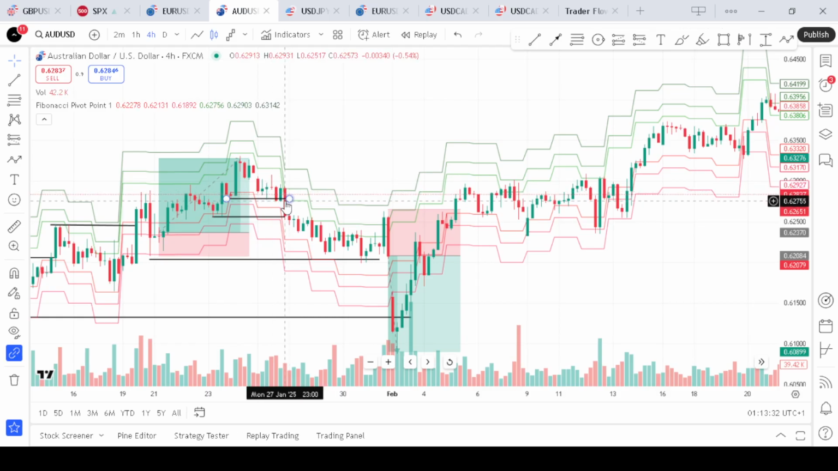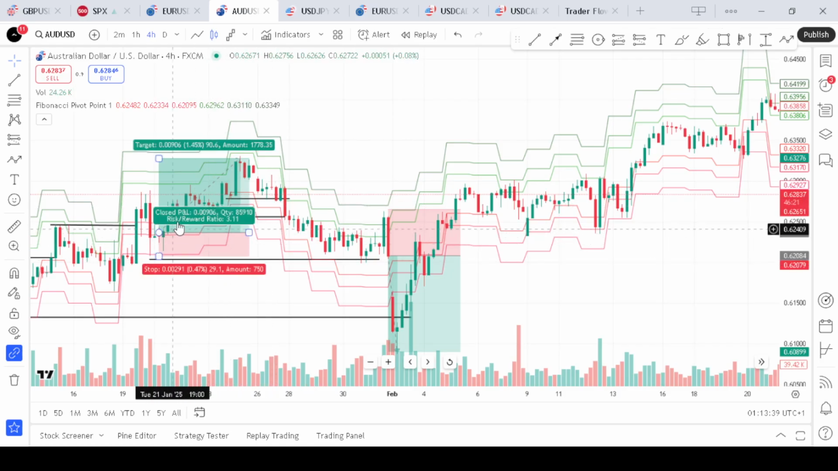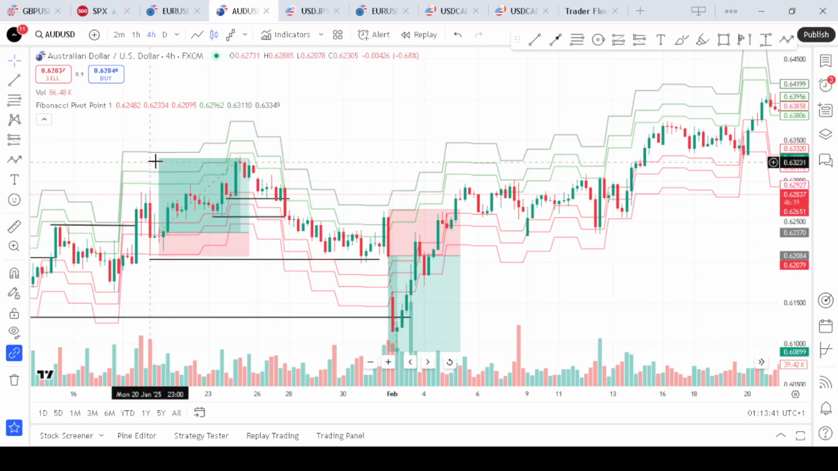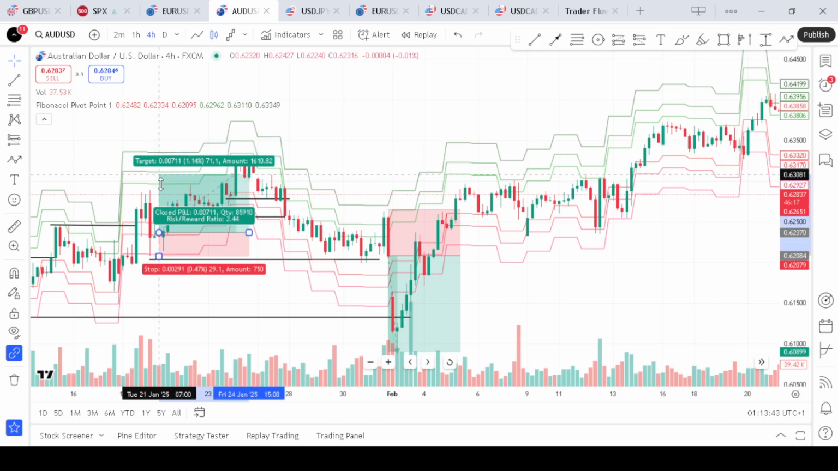Now, how do we manage our trade? As price moves in our favor, we move our stop loss to break even after reaching our first target. So your first target can be the first resistance point in terms of a buy trade or your second resistance point, depending on however you choose to identify your first and second target.